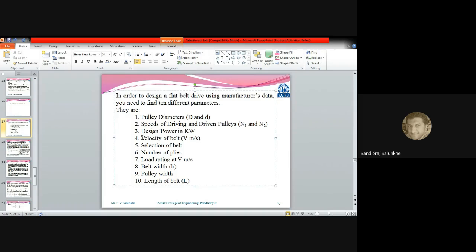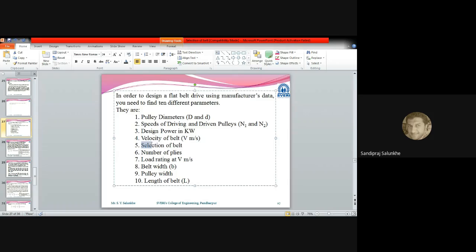Then fourth step is that we have to find out the linear velocity. That is the proper word. That linear velocity of the belt, that is in meter per second, as we have calculated in the previous example, and it was 126 kilometer per hour, which was 35 meter per second. So this velocity we have to find out.